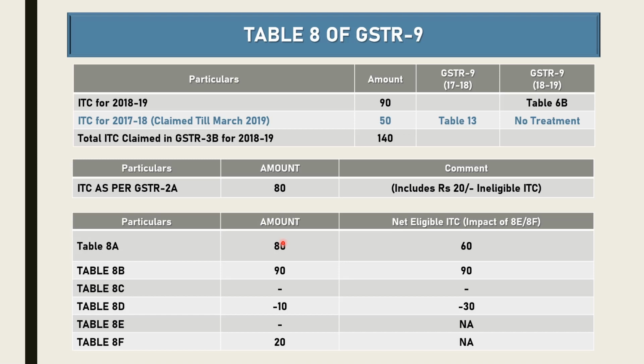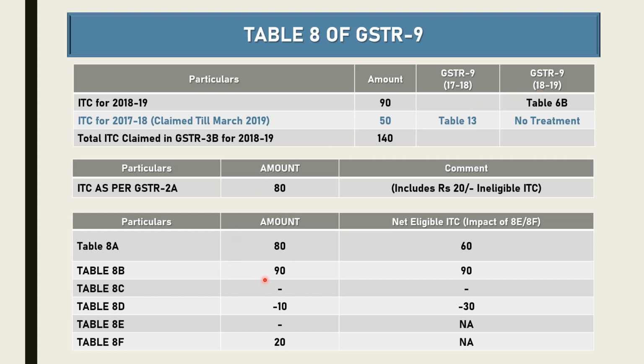only. So there would be a mismatch between table 8A and table 8B, whereby table 8A is only containing details of ITC of 1819, but my table 8B, if I fill it with 140 rupees, I would be providing details of both 1819 as well as 1718, which would be leading to an incorrect picture of excess ITC claimed of 60 rupees in table 8D, and if I report 20 rupees in table 8F, then it would be 80 rupees excess ITC claimed purely on account of 1718 credit being reflected in table 6B and being auto-populated in table 8B.